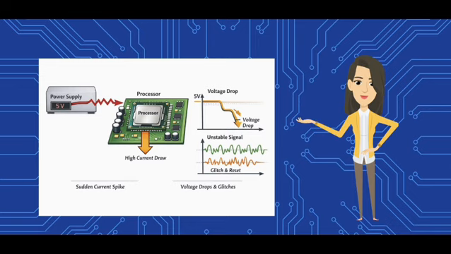To prevent this problem, engineers place capacitors near the CPU on the motherboard. These capacitors store electrical energy and quickly release it when the circuit suddenly needs extra current. By doing this, capacitors help maintain a stable voltage supply so that the circuits inside the CPU can function reliably.